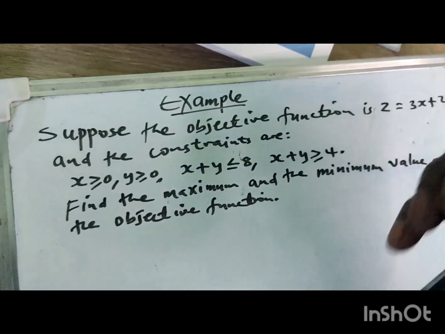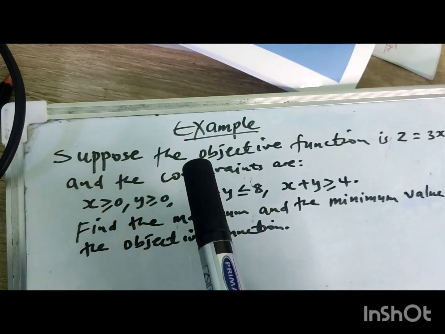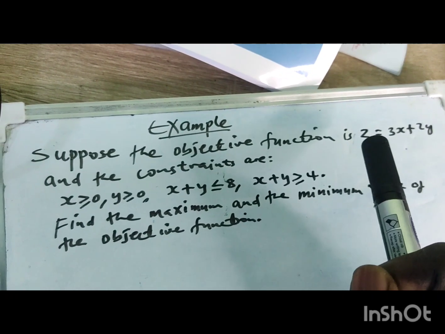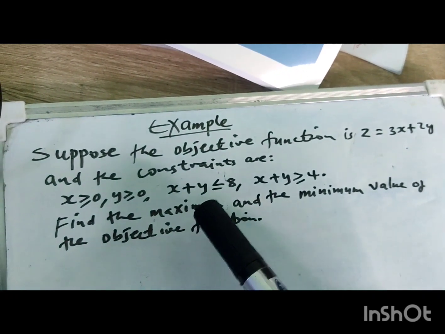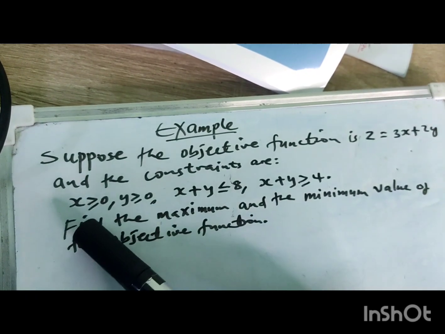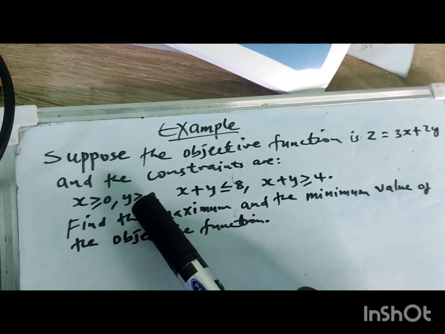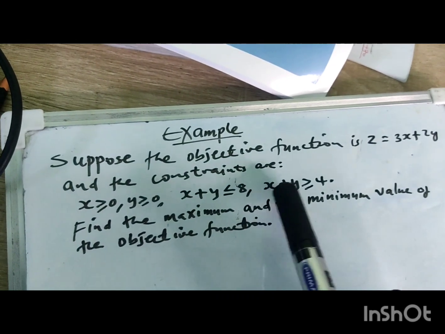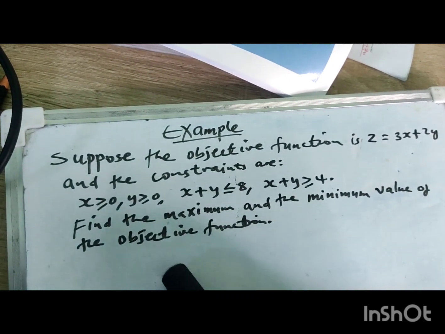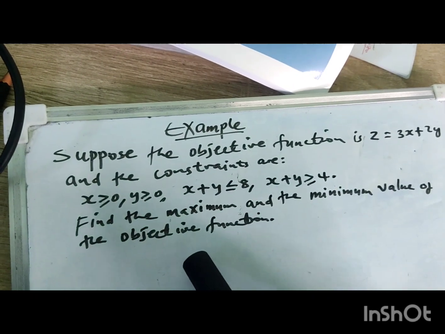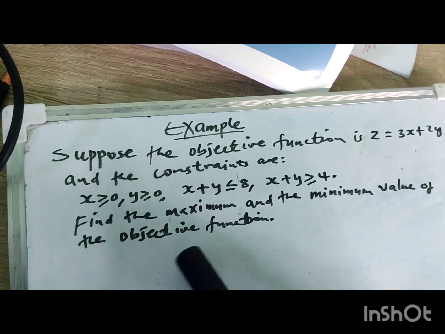We have this example. Suppose the objective function is 3x plus 2y, and the constraints are x is greater than or equal to 0, y is greater than or equal to 0, x plus y is less than or equal to 8, x plus 3y is greater than or equal to 4. Now find the maximum and the minimum value of the objective function.